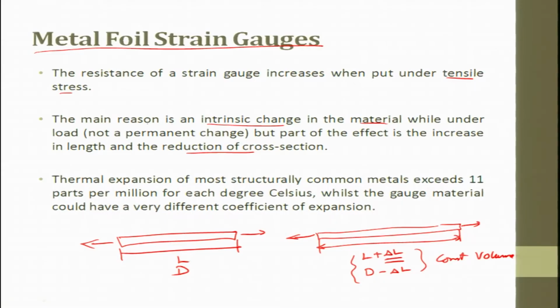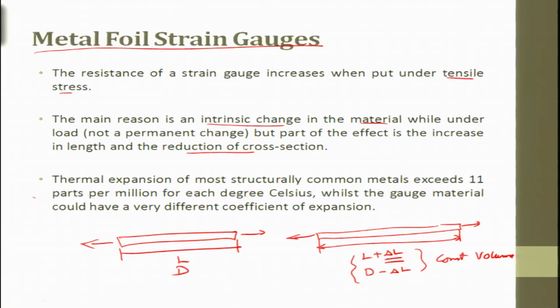Okay. So, the main reason is an intrinsic change in the material while under load, but part of the effect is the increase in length and the reduction in cross section. Thermal expansion is most structurally common metal exceeds 11 parts per million for each degree Celsius, whilst the gauge material could have a very different coefficient of thermal expansion.